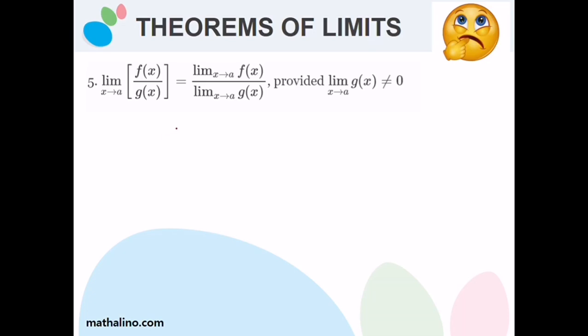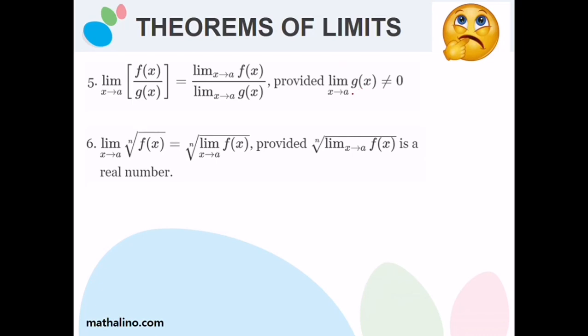The fifth theorem: the limit of f(x) divided by g(x), wherein x approaches a, will be equal to the limit of f(x) as x approaches a divided by the limit of g(x) as x approaches a, provided that the limit of g(x) must not be equal to 0.